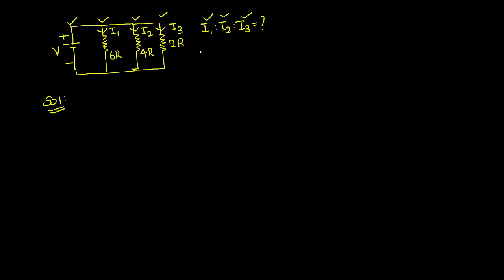So to bring the relation between all of them, I1, I2, I3 we can directly write in terms of voltage V. See, in a parallel circuit, the applied voltage remains the same in all branches. If it is V, the same voltage will appear here, the same voltage will appear here also, and the same voltage will appear here also.